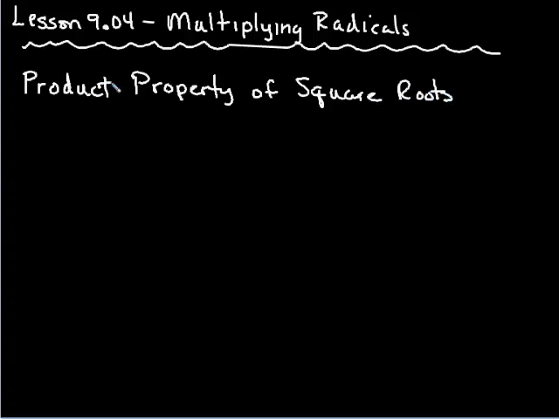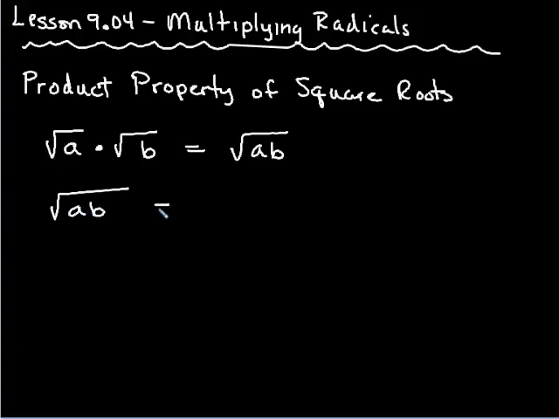And what this property tells us is, if I have the square root of a and I multiply it by the square root of b, it gives me the square root of ab. Likewise, if I have the square root of ab, I can take it apart and it's the square root of a times the square root of b. When we're multiplying radicals, we're using this first part of this property.